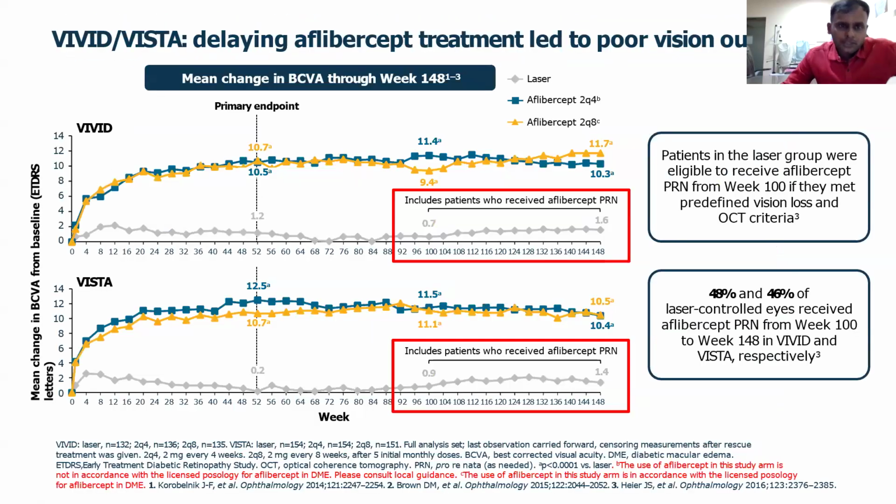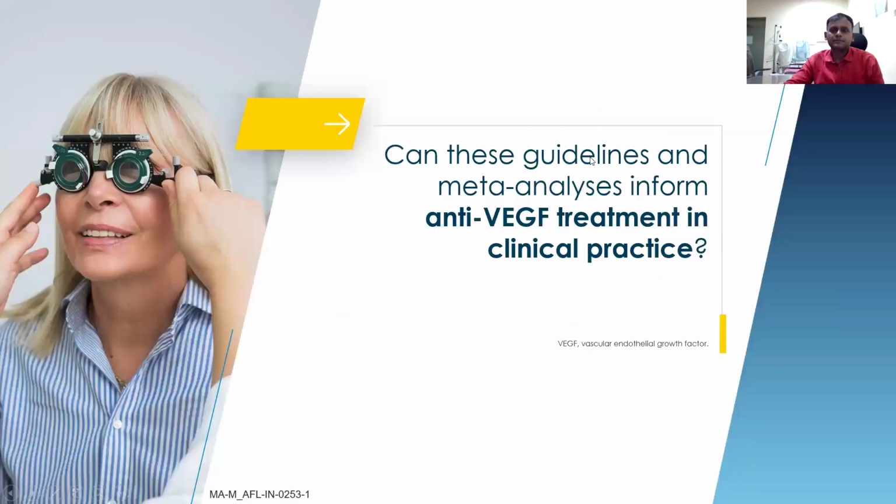This study also showed that delaying aflibercept treatment led to poor vision outcomes. In the next phase, patients in the laser group were eligible to receive aflibercept PRN from week 100 if they met any predefined vision criteria. Even with this late treatment, the vision improvement in the laser group was 1.6 to 1.4 letters, whereas in the aflibercept arm, the vision gain was more than 10 letters.